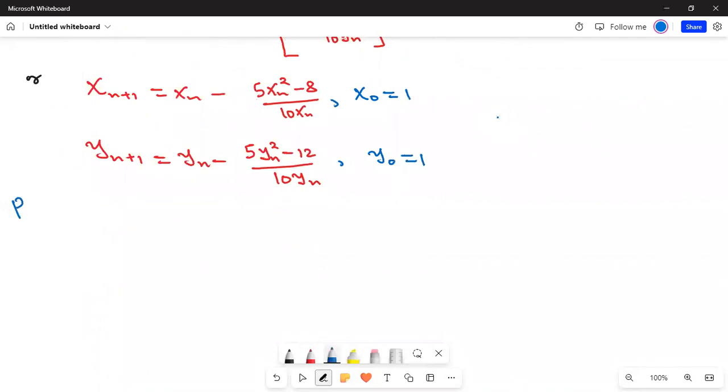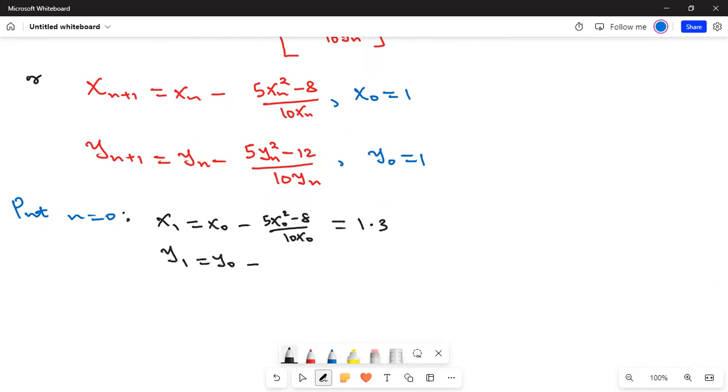So when I put n is equal to 0, I'm going to get x1 is equal to x0 minus 5x0 squared minus 8/10x0. When you press that, you need to get 1.3. y1 is equal to y0 minus 5y0 squared minus 12/10y0. That should give you 1.7.